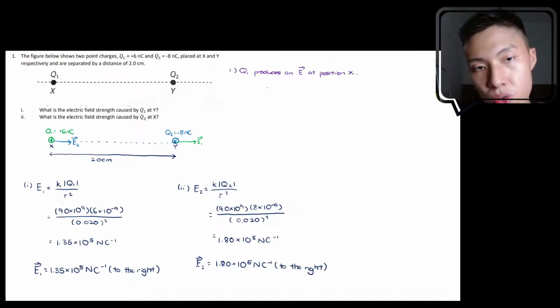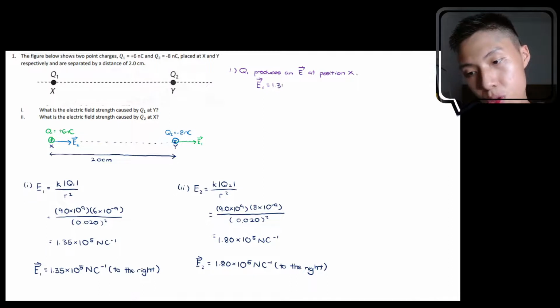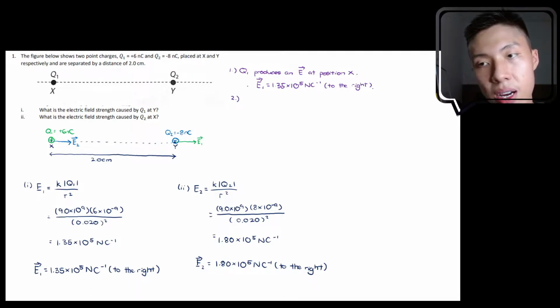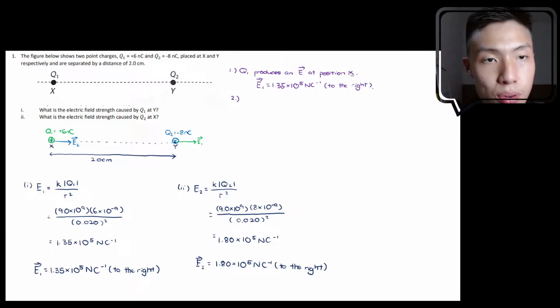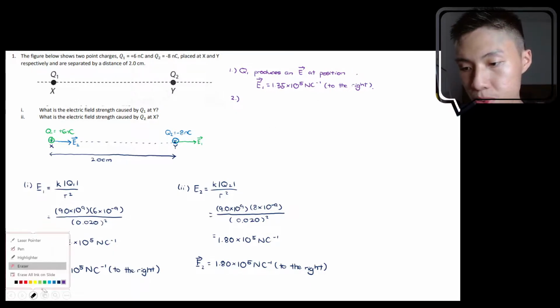Okay, and you happen to know that this electric field produced by Q1 is 1.35 times 10 to the power of 5 newton per coulomb, and it's pointing to the right. Okay, a continuation of what you can think is, you see that Q1 is producing an electric field at position Y, not position X. It's my bad.